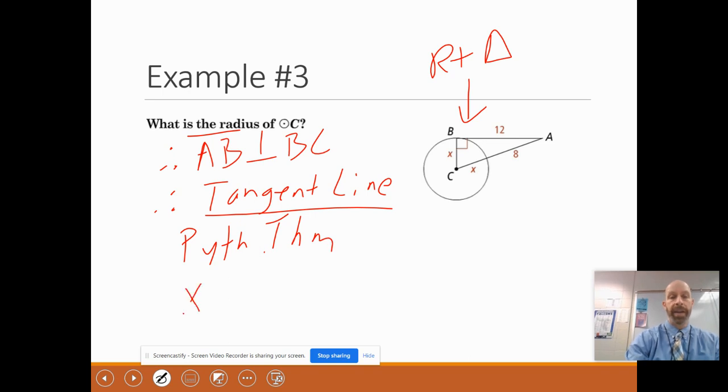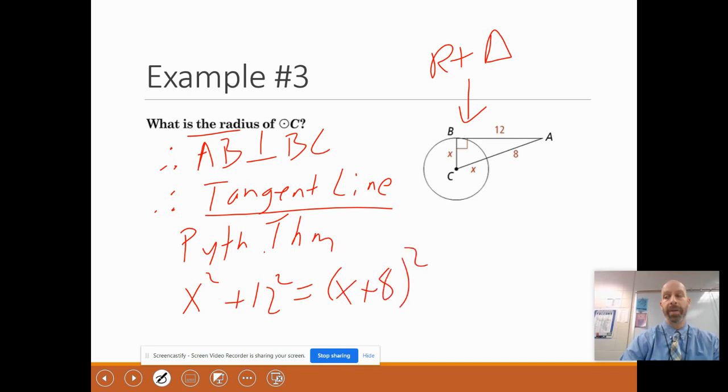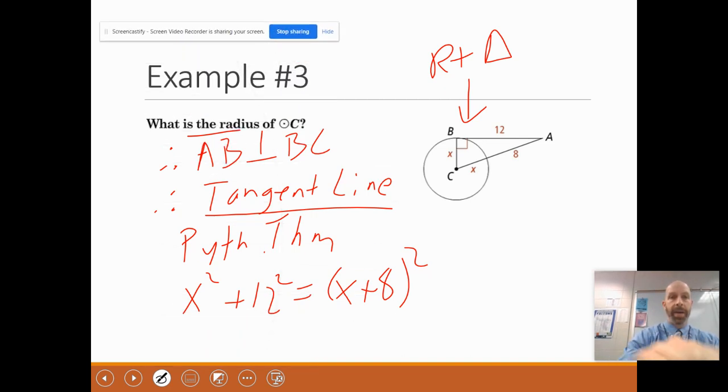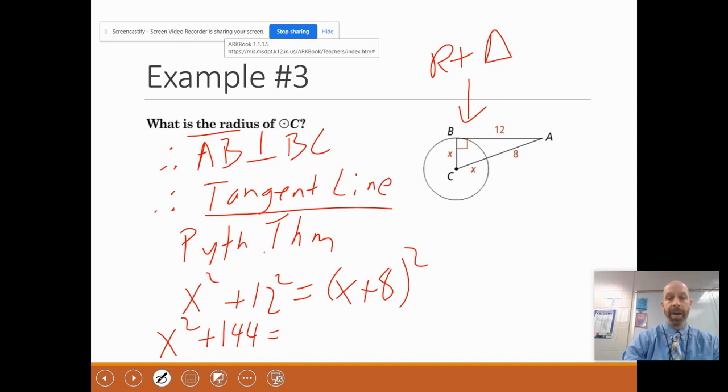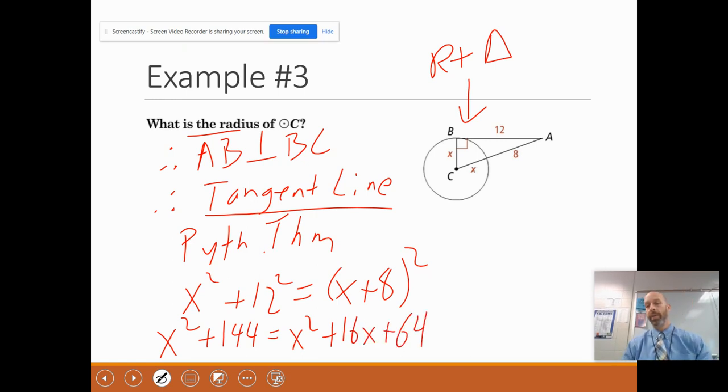And so we're going to say that x squared plus 12 squared is going to be equal to (x plus 8) squared. Here's where we got to be careful. So x squared is just x squared. 12 squared is 144. Now this right-hand side is going to be x squared plus 16x plus 64. So that's a review from Algebra 1.